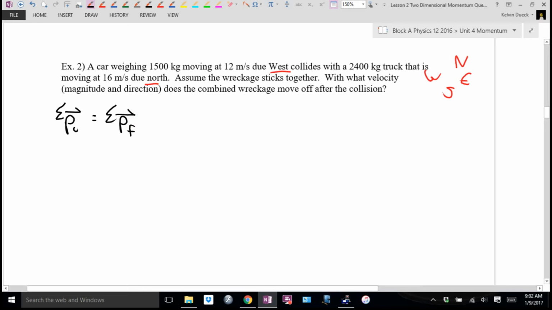Before the collision, what's moving? I'm going to use the letter C for car and T for truck. You could use mass 1 and mass 2, but I'll use C and T. I think we're going to have the car and the truck. Wham! They collide.